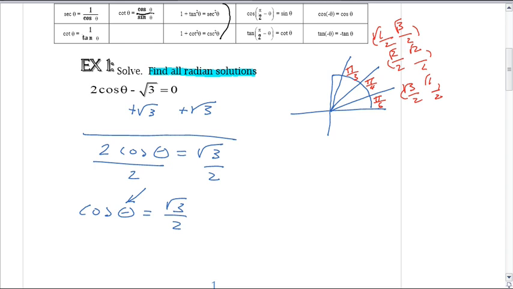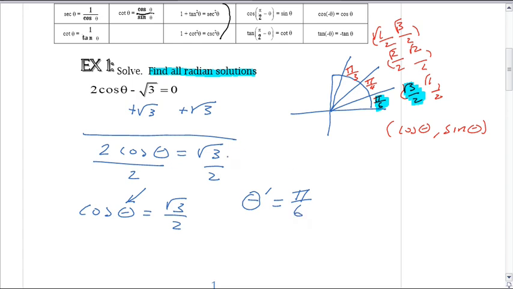Now, as you can see, cosine deals with the x value, sine deals with the y value. And if I grab my trusty highlighter here, I can see that the only place where cosine is radical 3 over 2 in the first quadrant is at pi over 6. So that, my friends, is your reference angle. So theta prime is equal to pi over 6.